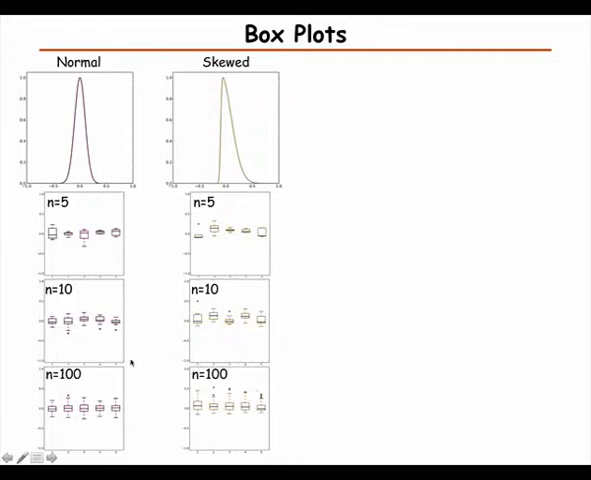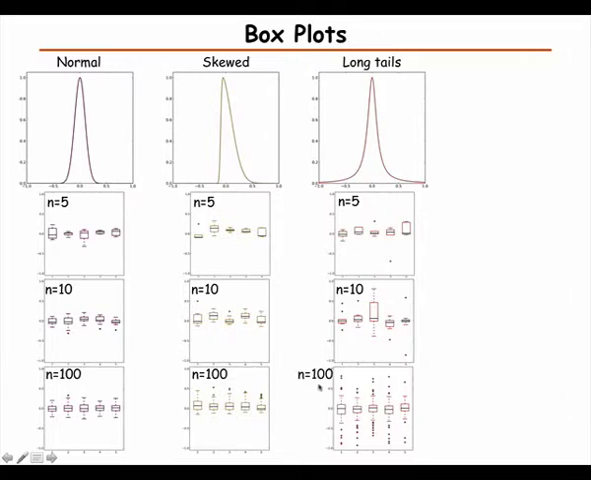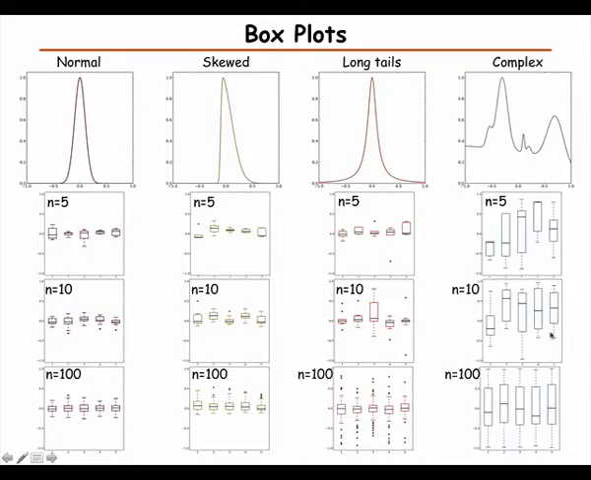So the nice thing with the box plot is that you can quite easily recognize different deviations from the normal distribution, like that it's skewed here. We can see that at least for the large sample sizes. And the same for the long tails again. Now we see, in both directions, a lot of outliers. And then for our complex distribution, again, we can see from the box plot that it really doesn't behave very well, and that's because it has a lot of structure.